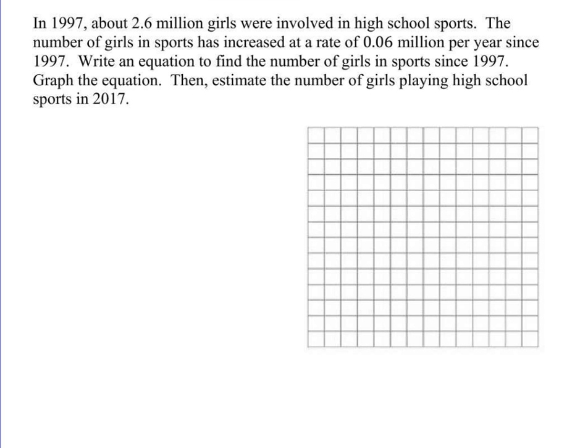So now that we know how to do that, go to story problem land. And it says in 1997, about 2.6 million girls were involved in high school sports. That's probably nationwide. The number of girls in the sports has increased at a rate of 0.06 million per year since 1997. Is that a lot? How many is that? Like, give me an actual number, not 0.06 million.